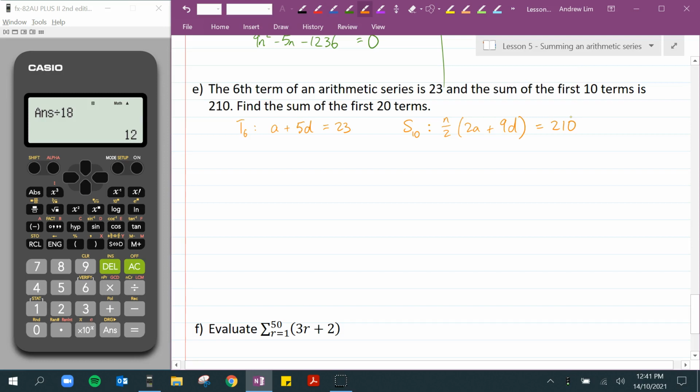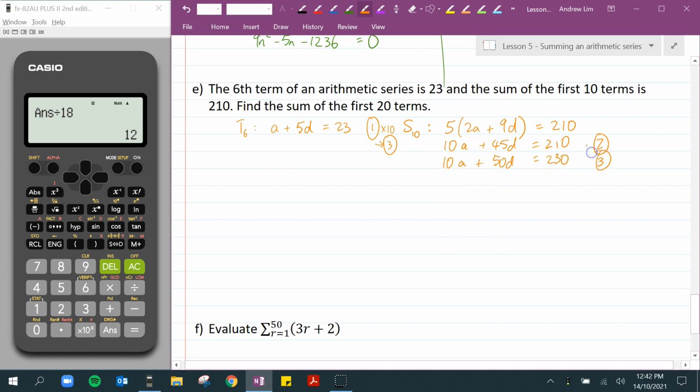I'm just going to expand this out. We know n is actually 10, so 10 divided by 2 is 5. So we've got 10a plus 45d is equal to 210. So here's my first statement, here's my second. I'm going to multiply the first statement by 10, and that will get me my third statement. I'm going to write it underneath my second statement. So times that by 10 will give me 10a plus 50d is equal to 230.